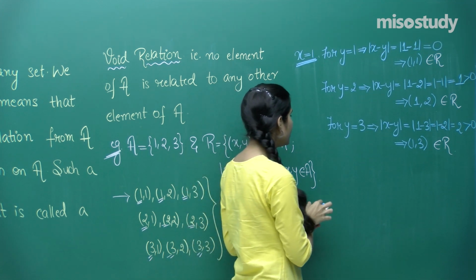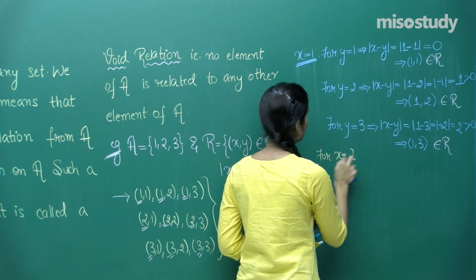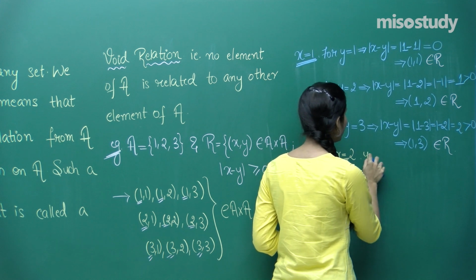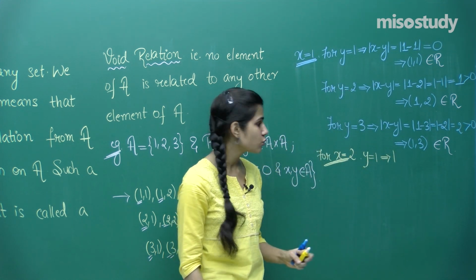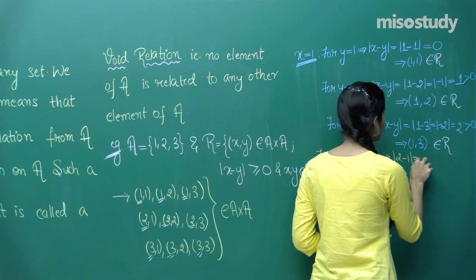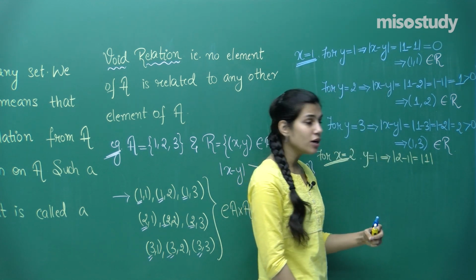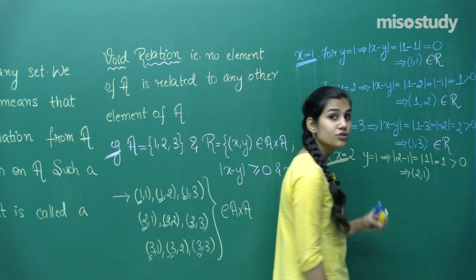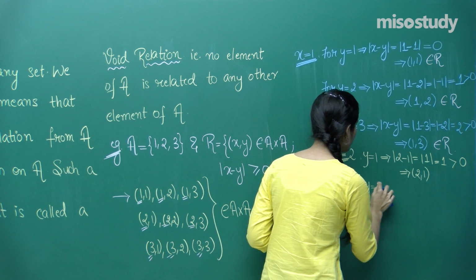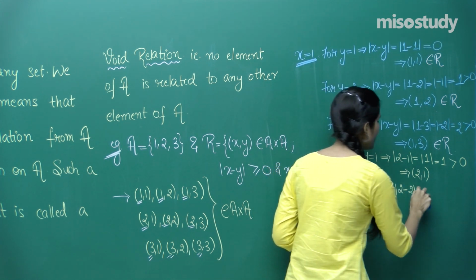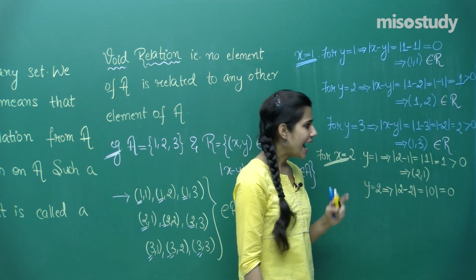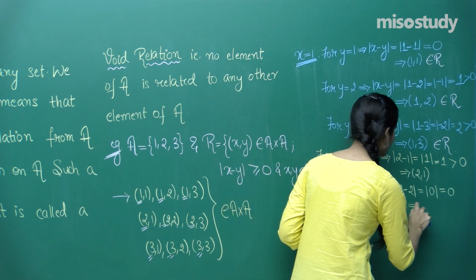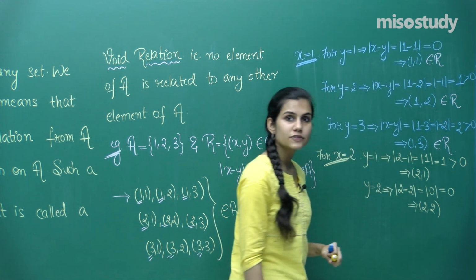Similarly, exactly in a similar manner, if you proceed with x equal to 2, the first element sitting in the ordered pairs, and you start with y equals 1, you are going to get mod of x minus y, which is mod of 2 minus 1, which is nothing but mod of 1. 1 is already positive. This is nothing but 1, which is strictly greater than 0, thereby giving you the ordered pair 2, 1, which is satisfying the rule. For y equals 2, you get mod of 2 minus 2, thereby giving you mod of 0, which is nothing but 0. And it is again allowed because the rule says either the difference should be 0 or strictly greater than 0. Therefore, the ordered pair 2, 2 is also satisfying the rule.